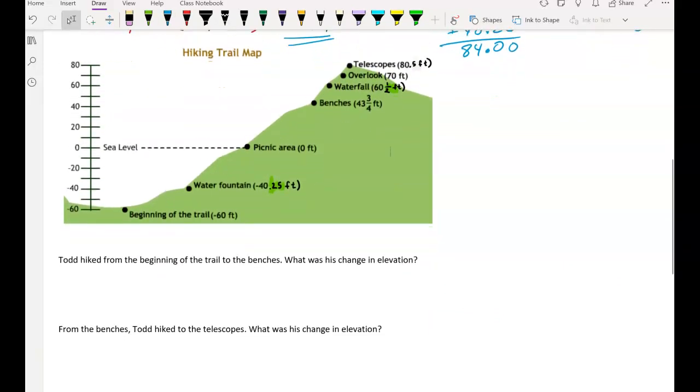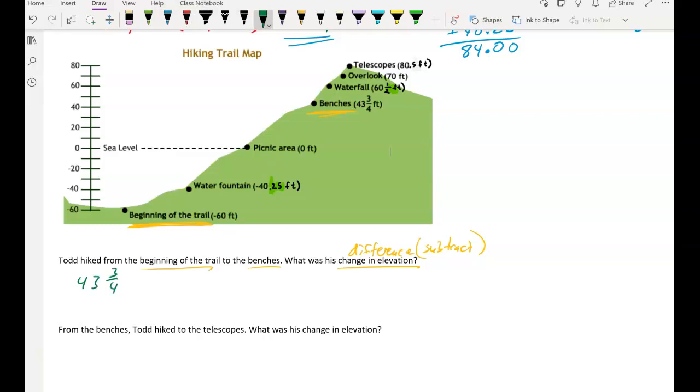Oh, we've got our friend Todd. It says that Todd hiked from the beginning of the trail to the benches. Beginning of the trail up to the benches. What was his change in elevation? So, again, change in elevation is finding the difference. And that means that we are going to subtract. So when we find the difference, we are subtracting. So, beginning of the trail to the benches. That means we're going to subtract the elevation at the benches, 43 and 3/4, minus the beginning of the trail, which is negative 60.